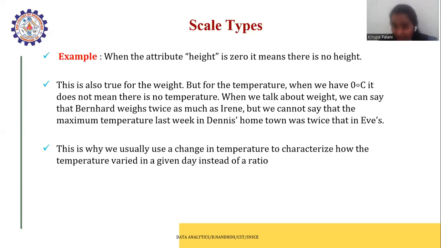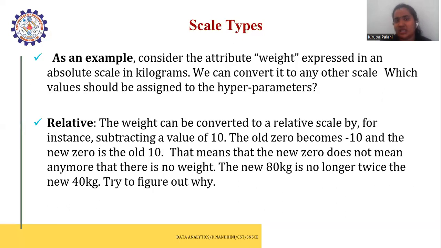We can say that one weight is twice as much as Iron's, but we cannot say that the maximum temperature last week in Daniel's hometown was twice that of Eve's, because it is an interval scale. We need to compare the differences in the data. This is why we usually use the change in temperature to characterize how the temperature varied in a given day instead of a ratio. For example, a weight is expressed in kilograms, and we can convert it into any other unit.